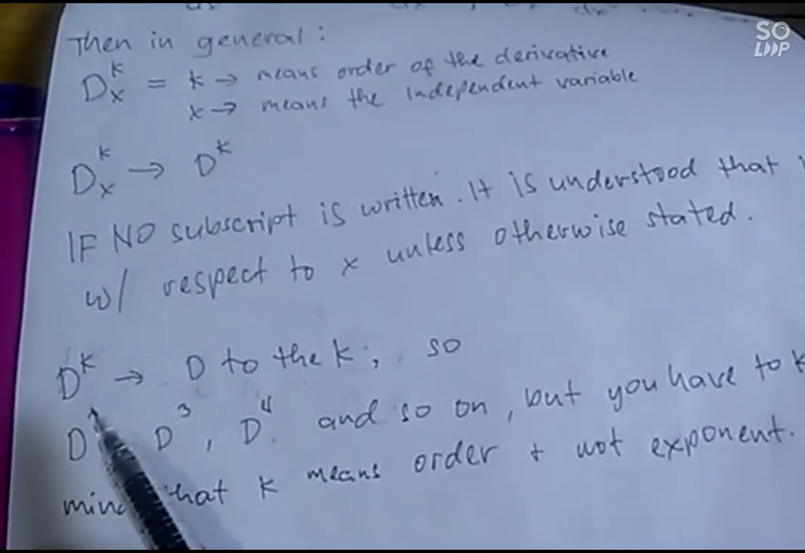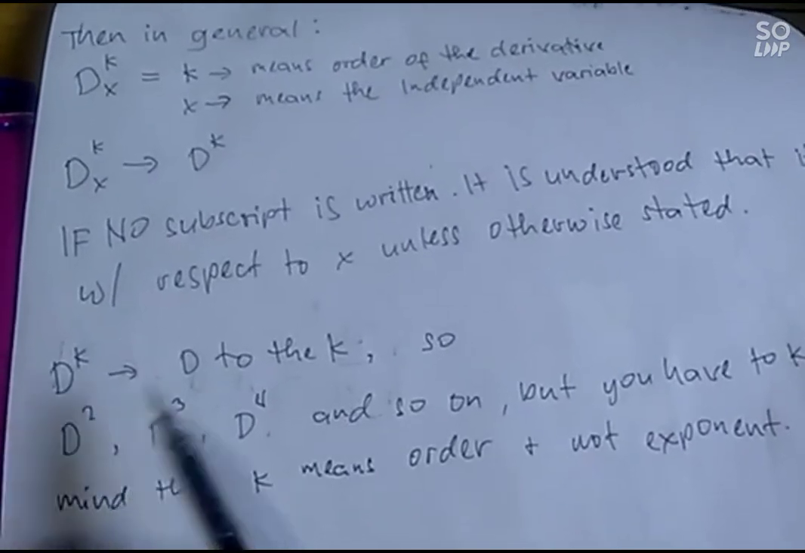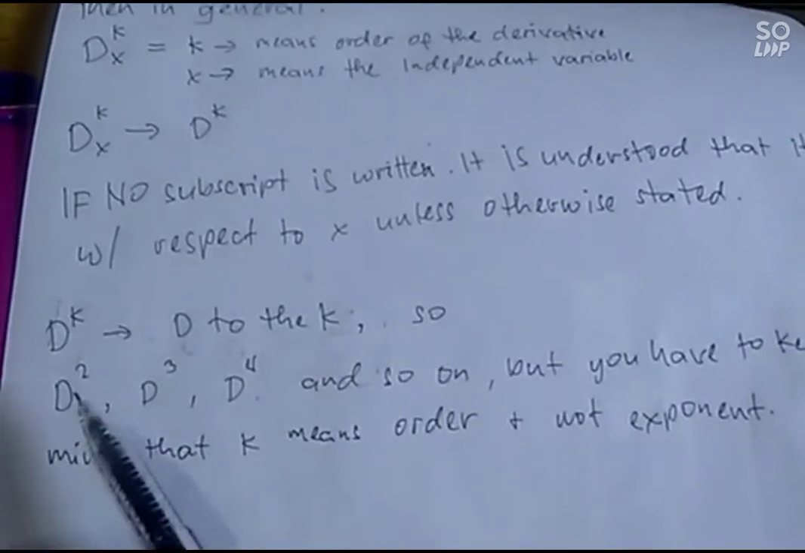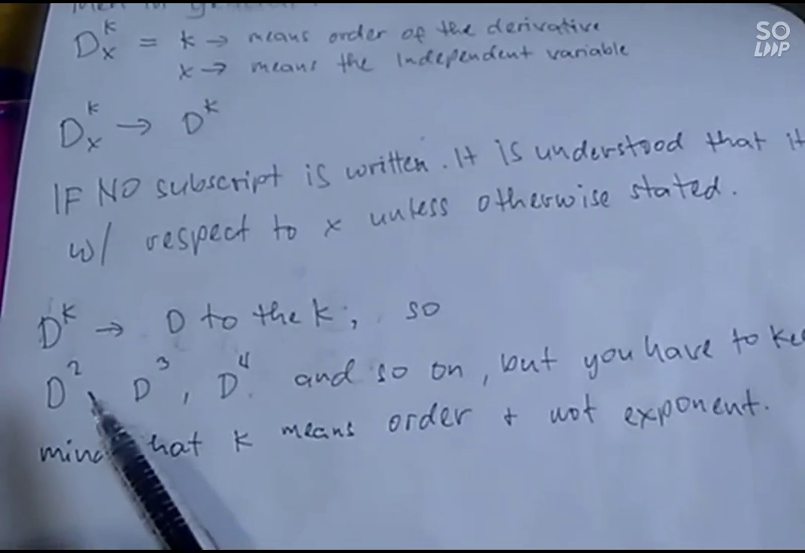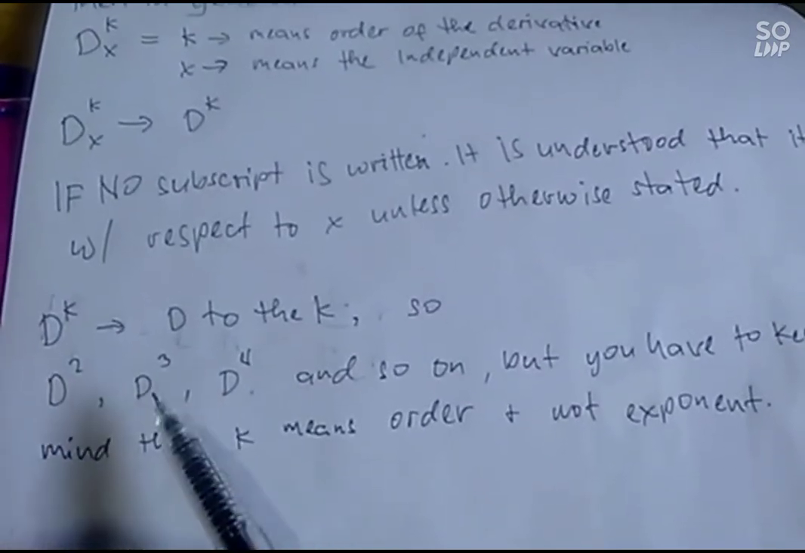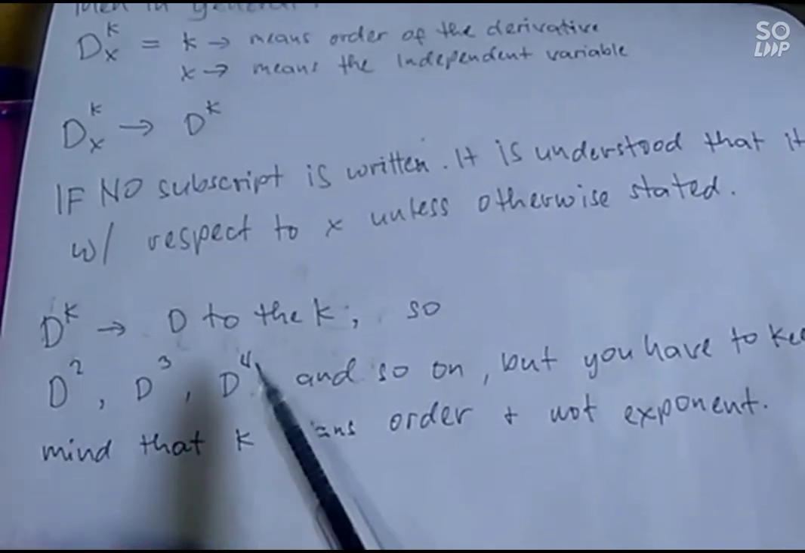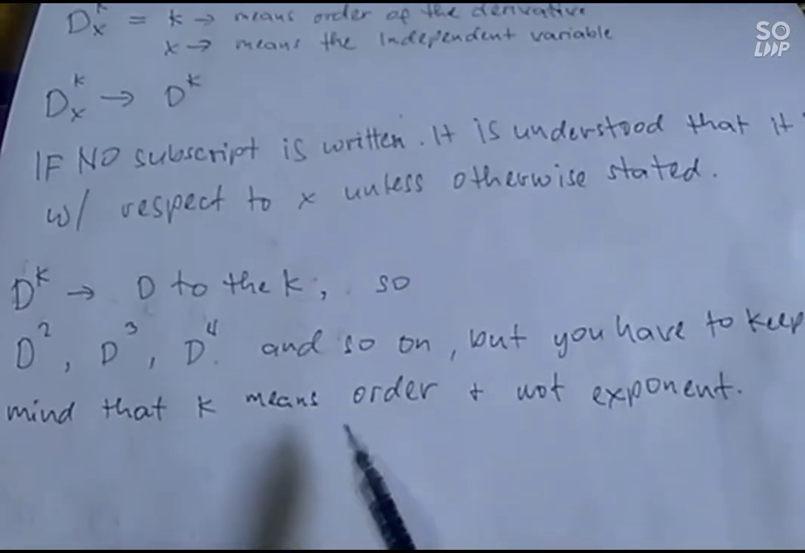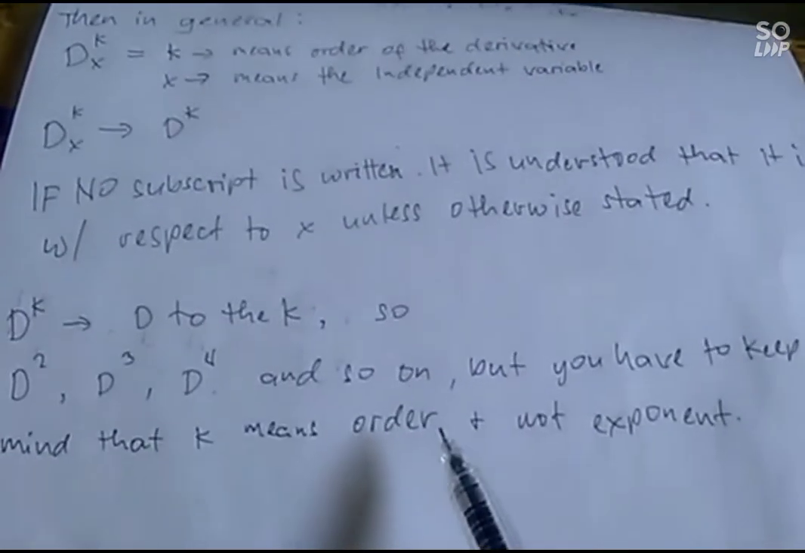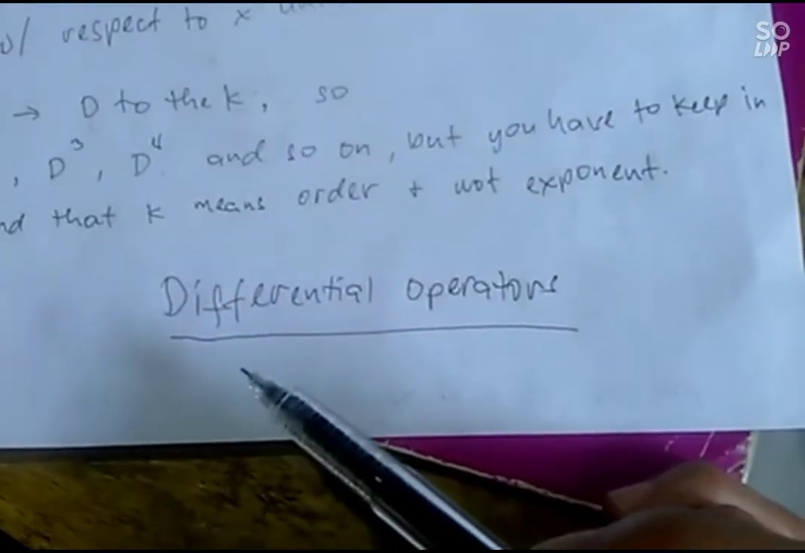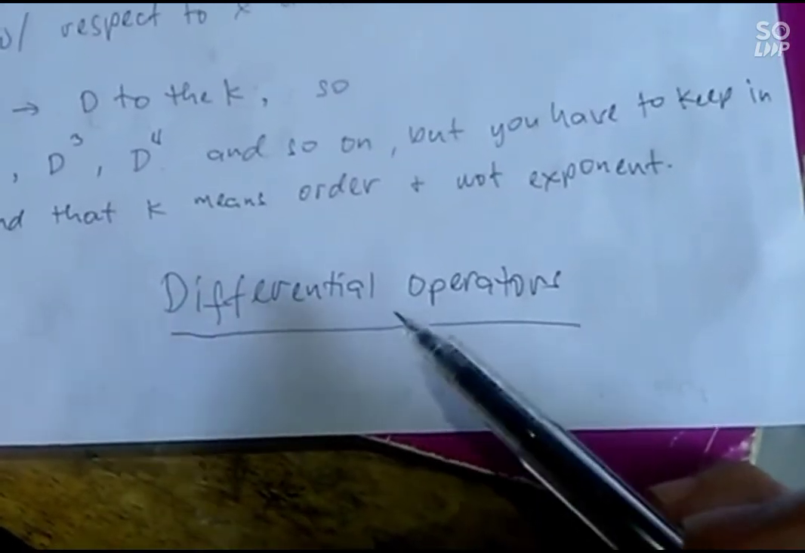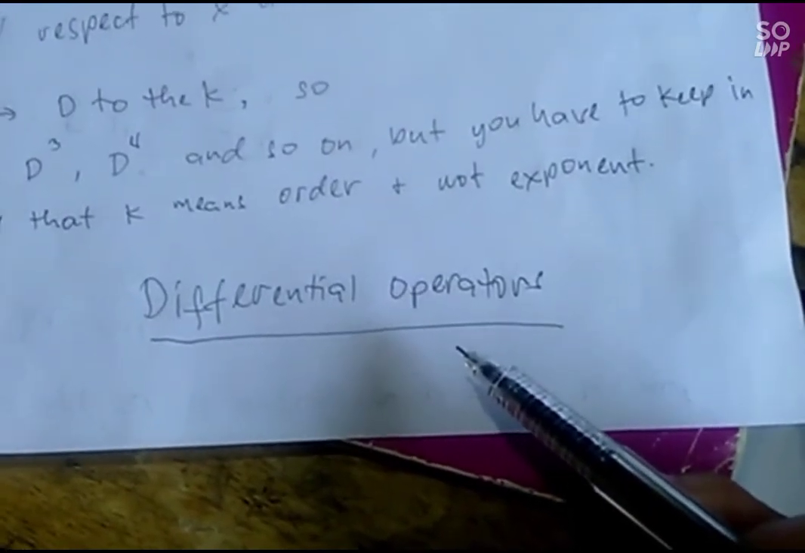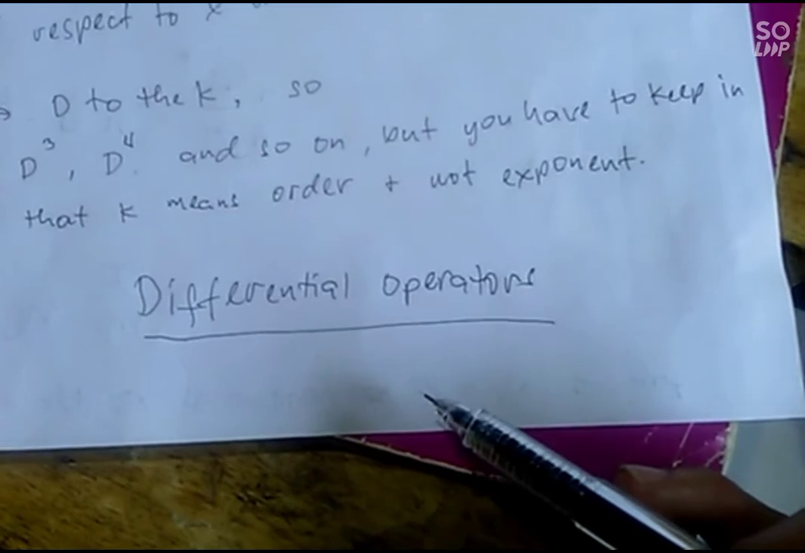So here, D with superscript k can be read as D to the k. So D^2 can be read as D squared, then D cubed and D fourth, and so on. But you have to keep in mind that k means order and not exponent. We should also remark that the differential operator is approximately called a derivative operator because it gives a derivative instead of a differential.